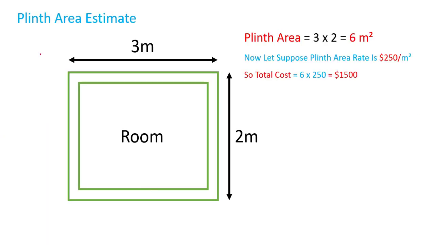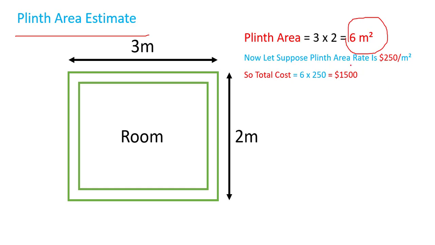The first one is plinth area estimate. I have already explained the definition of plinth area. Let's suppose this is our room and this is the external boundary of our room or our building. So this whole will be called the plinth area. Length is 3 meters, breadth is 2 meters, so we multiply both. 3 multiplied by 2 gives us the plinth area as 6 meters square.